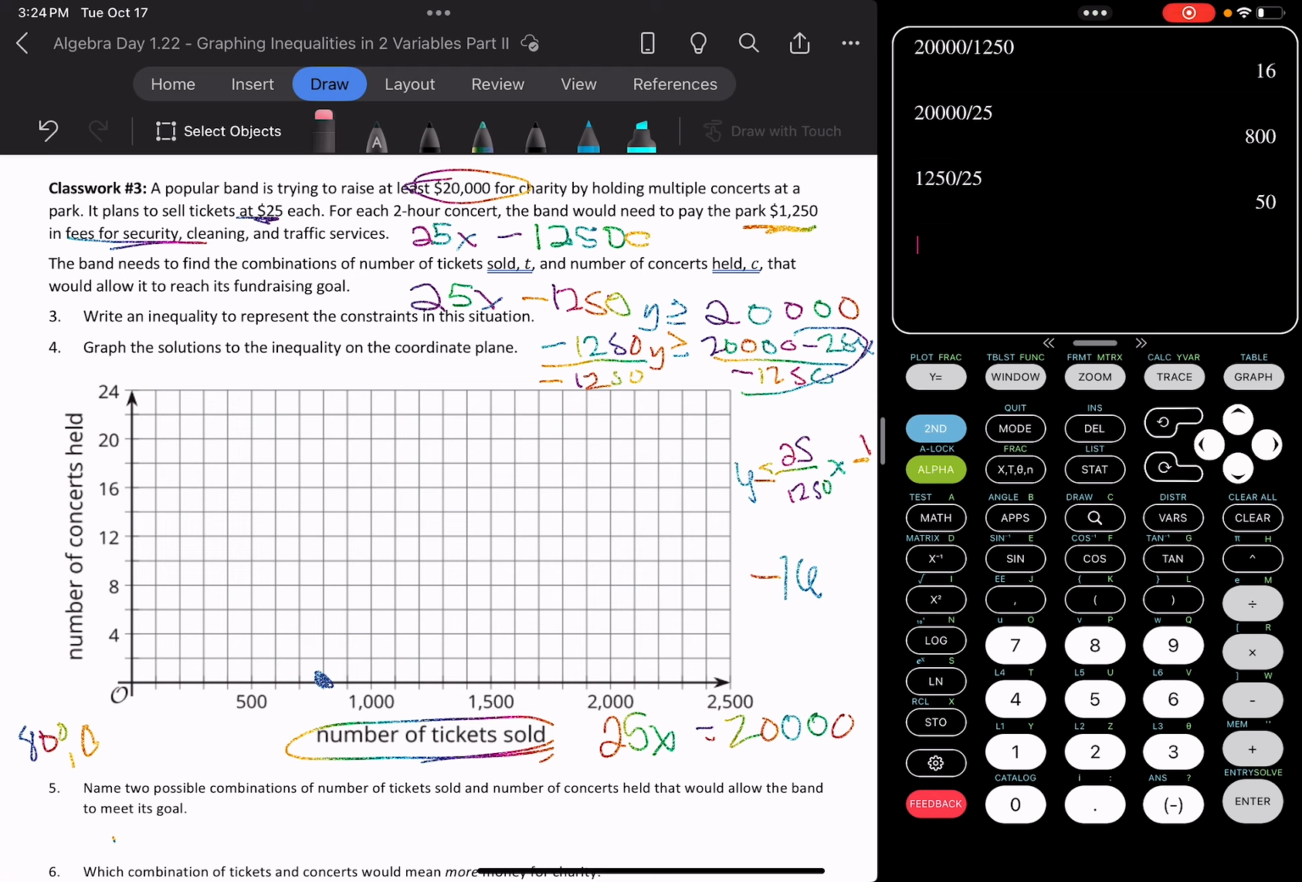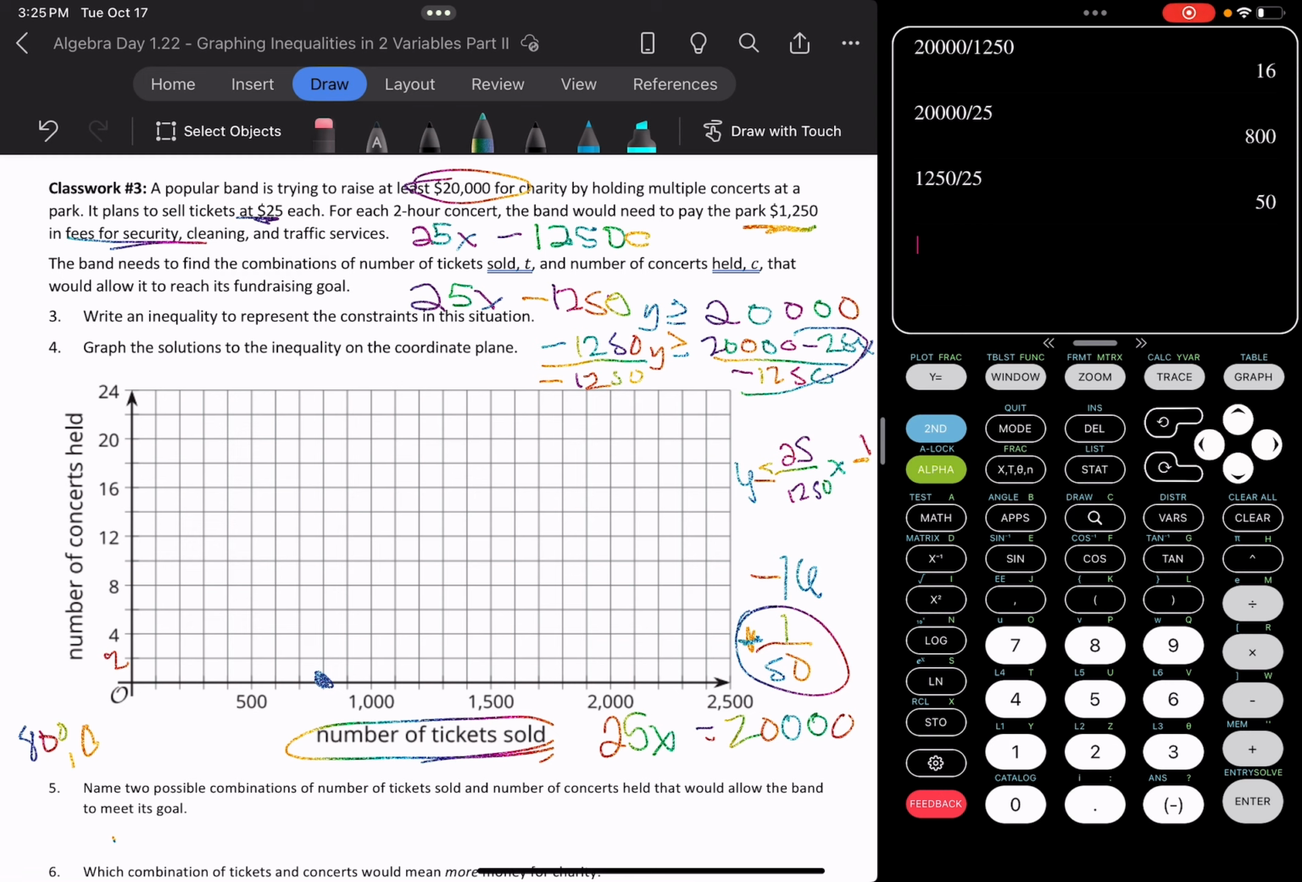So 25 over 1250 is the same as 1 over 50. So our slope is 1 over 50. And that's our slope, positive 1 over 50, right? Because we did a negative divided by a negative. Going up 1 and over 50 is also a little bit tricky because we're going by 2's here.